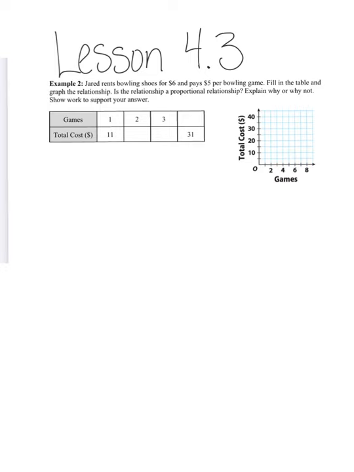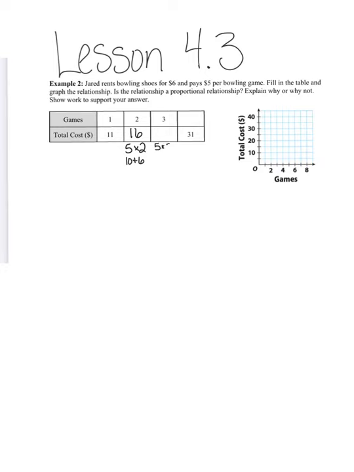So let's first begin by filling in our table. We know that he pays $5 per game, and we have to pay an extra $6 for our bowling shoes. So if we are going to bowl 2 games, we're going to take 5 times 2, and then we're going to add the $6 for the shoes. So it would cost us $16 for 2 games.